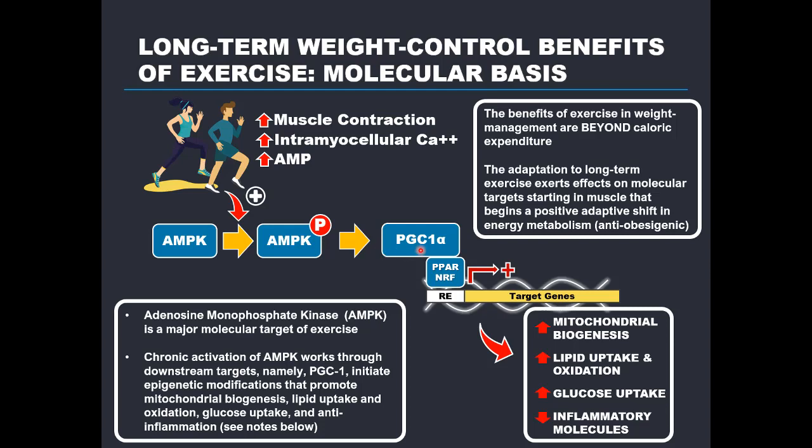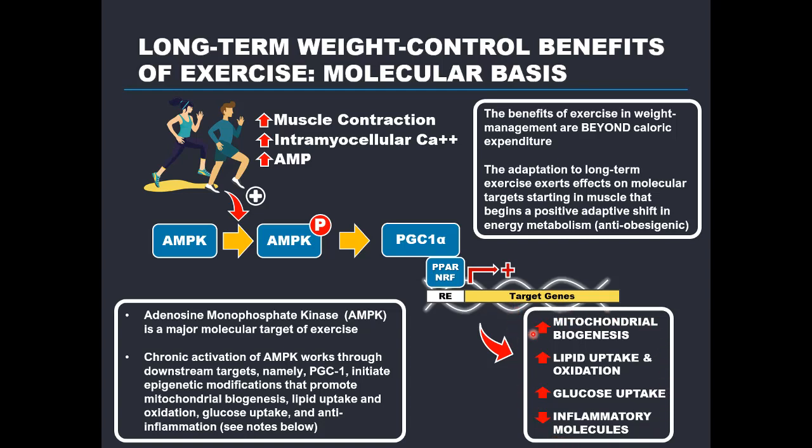One of the important downstream targets of AMPK is PGC1 alpha, or PPAR gamma coactivator 1 alpha. Now, PGC1 alpha, when activated, can initiate epigenetic modifications, which again is a change in gene expression, not a change in your genetic makeup or genotype. In very, very simple terms, you can think of epigenetic modifications as you just switching on certain genes. And many of the genes that are switched on by PGC1 are those that regulate processes such as mitochondrial biogenesis, lipid or fat uptake and oxidation, glucose uptake, and anti-inflammation.